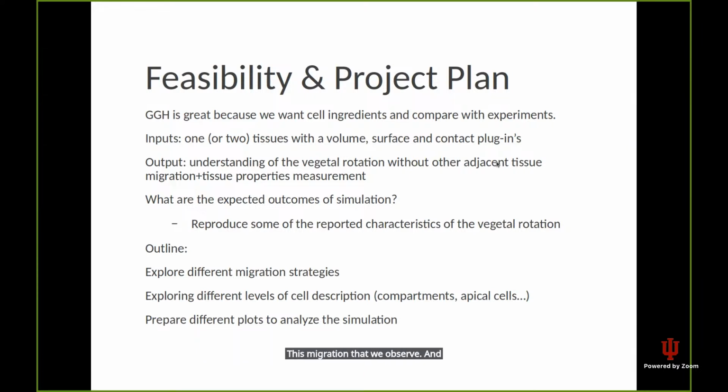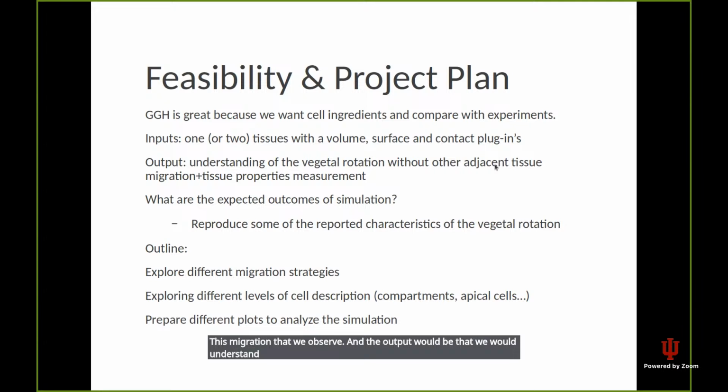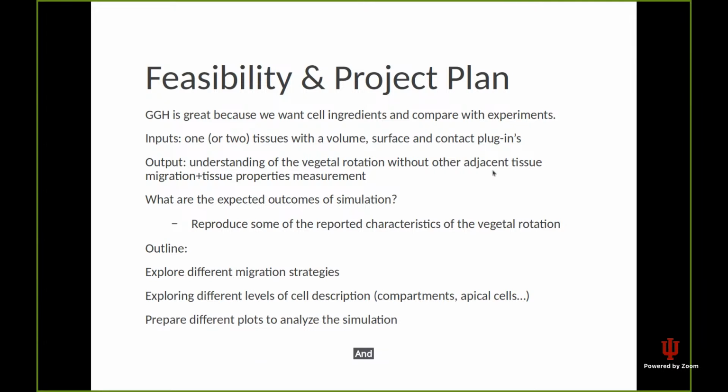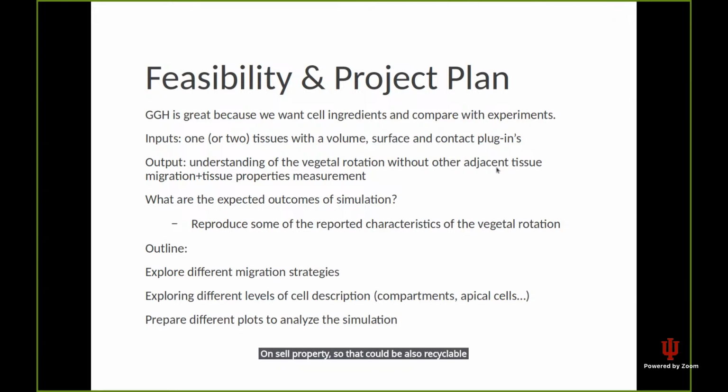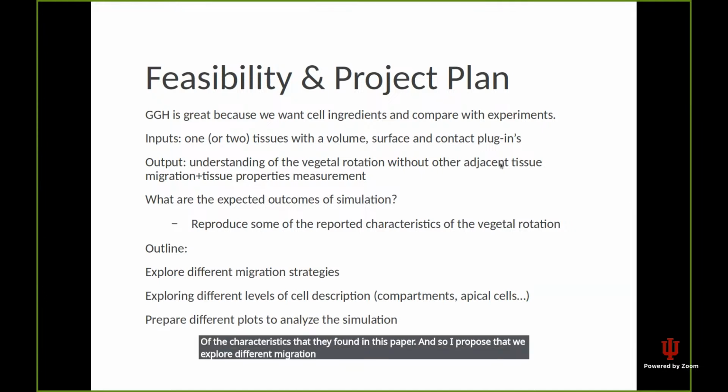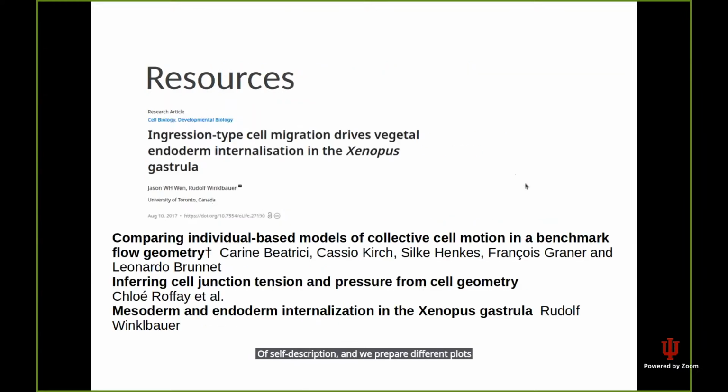The output would be that we would understand the vegetal rotation without other adjacent tissue migration. Also we will have much code to do further analysis for any of your future simulations on cell properties, so that could be recyclable in the future. The idea is that by the end, we're able to report some of the characteristics that they found in this paper. So I propose that we explore different migration strategies, different levels of cell description, and we prepare different plots to analyze the simulations.